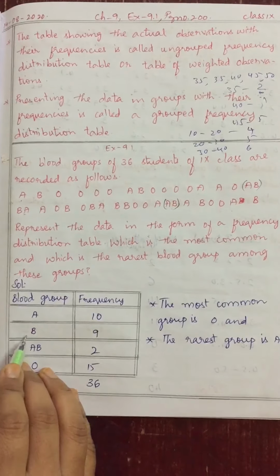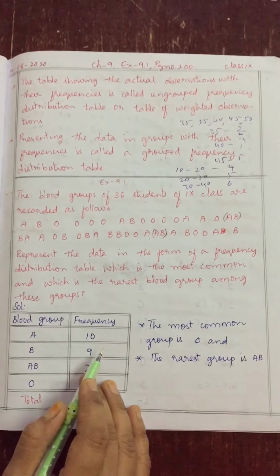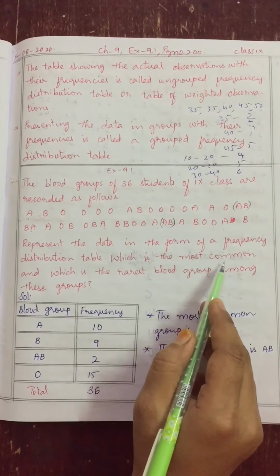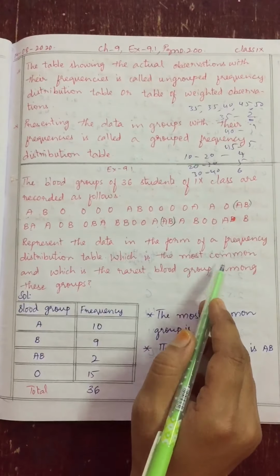Am I clear children? Blood group along with frequency, if we represent in such a form, that is nothing but a frequency distribution table. He asked one more question: which is the most common blood group? O is repeating again and again, so that is the most common. And the rarest blood group is the one with the least number, that means AB, which has only 2, because A is 10, B is 9 and O is 15. The highest is 15, that is most common, and the lowest is 2, that is the rarest group. So AB is the rarest group and O is the most common group. Am I clear children? Now we will see one more problem.